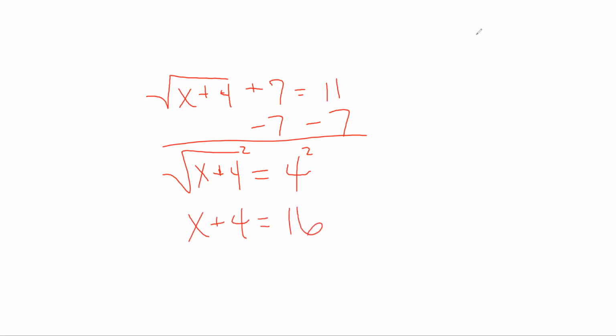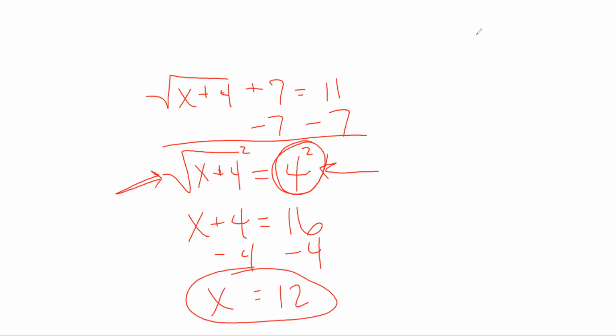Now you have to be careful right here because on this side, we just write x plus 4. We don't change anything because of the squared and the square root. And so we might be tempted on this side just to write 4. But you have to remember to square this to get that 16. Now we have a nice little linear equation. So we're going to subtract 4 and subtract 4 and get x equals 12.